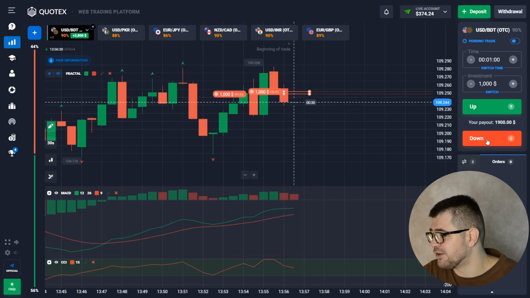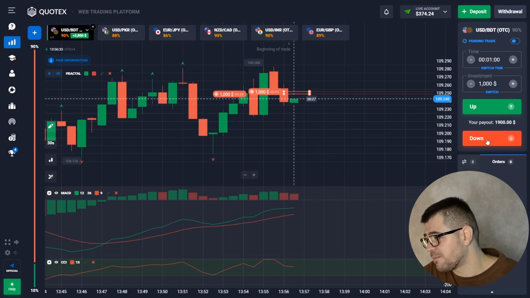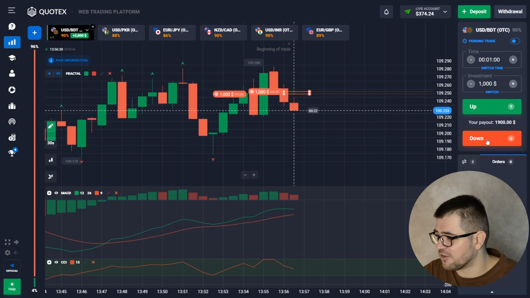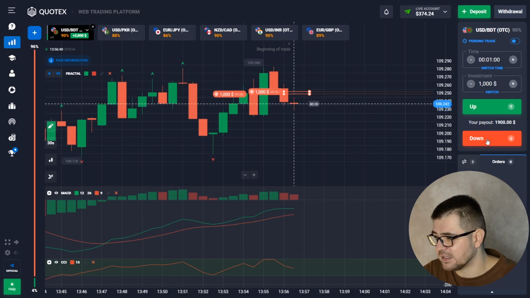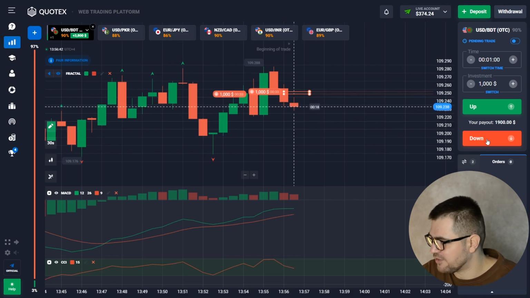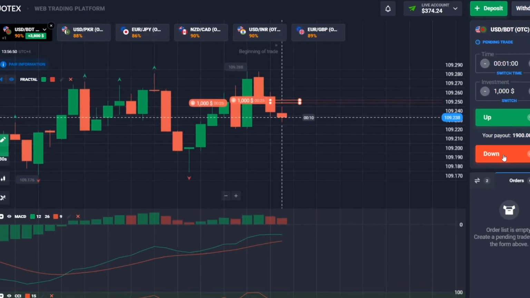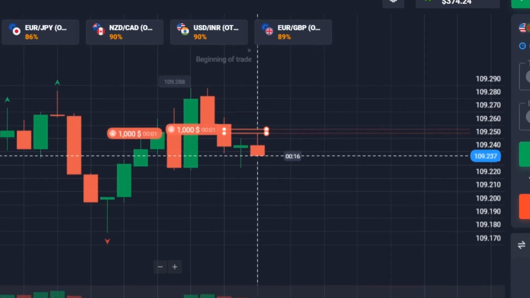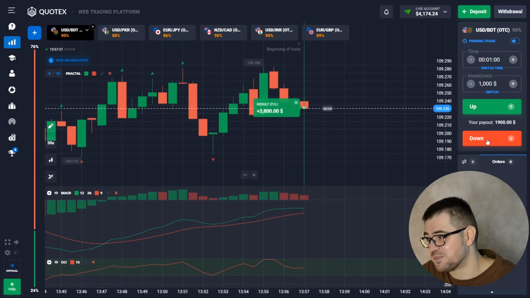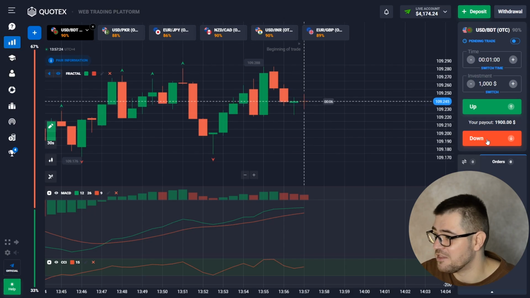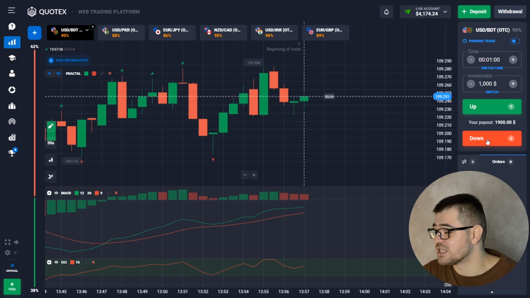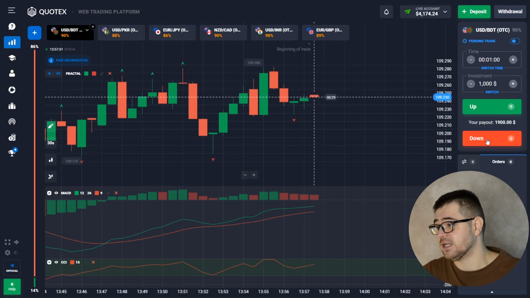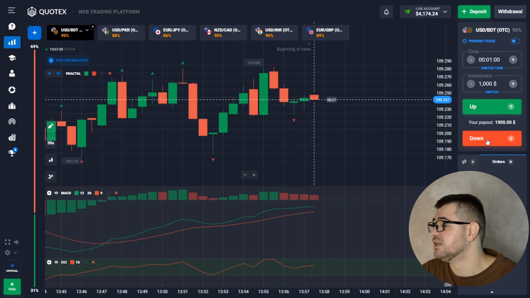Again, MACD here is not showing us enough. Maybe it's too early, but it will start showing stuff in a moment. And yeah, let's wait for the results here. Here is the profit, guys. From the 2000, we just had a profit of 1,800, which is 90% from this option.